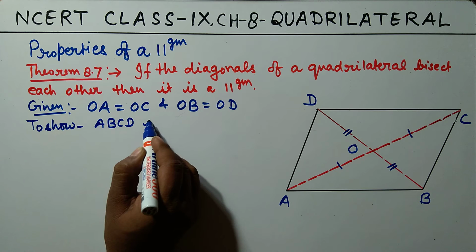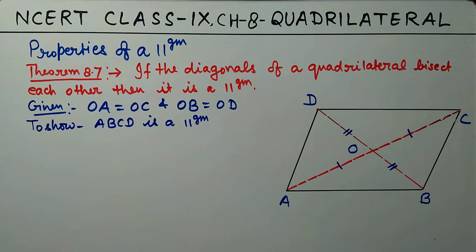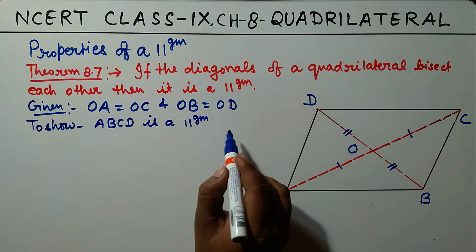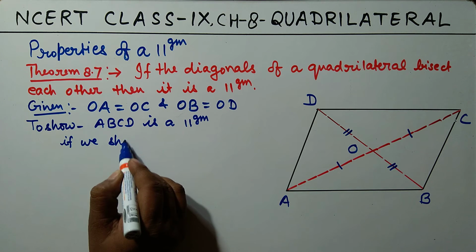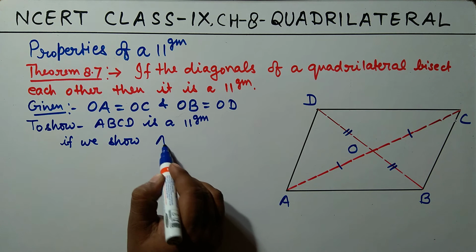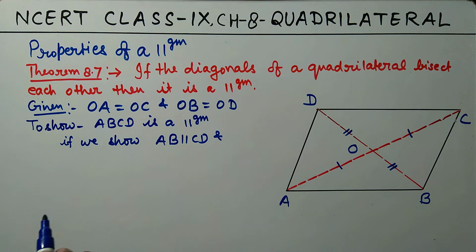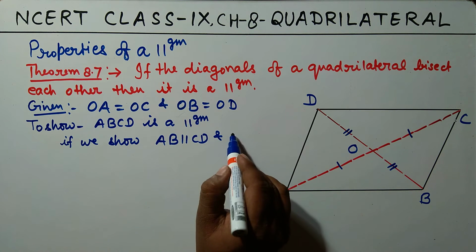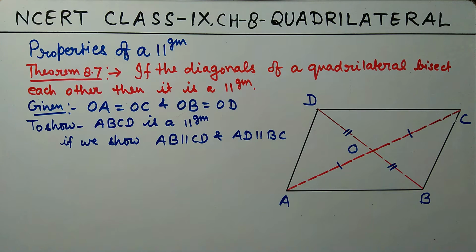ABCD is a parallelogram. Then what is sufficient to show that ABCD is a parallelogram? If we show that AB is parallel to CD and AD is parallel to BC, then it is sufficient to show that ABCD is a parallelogram.